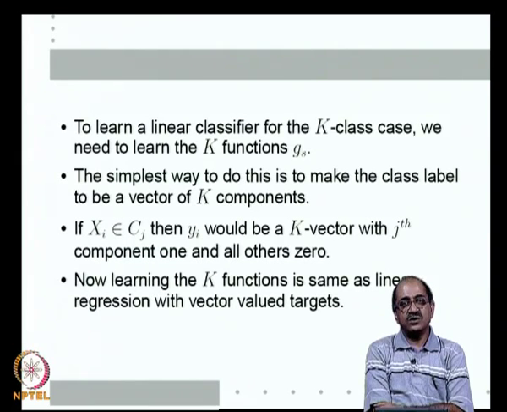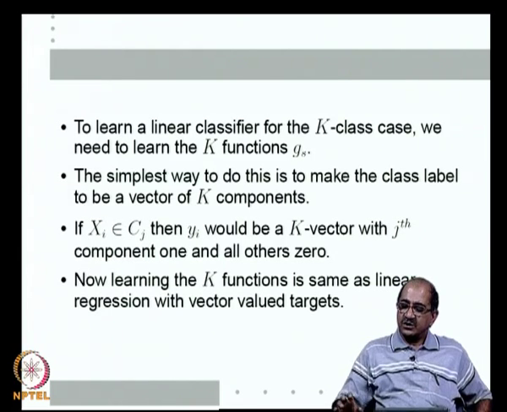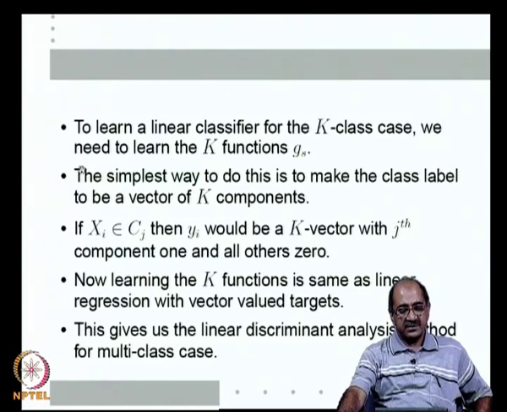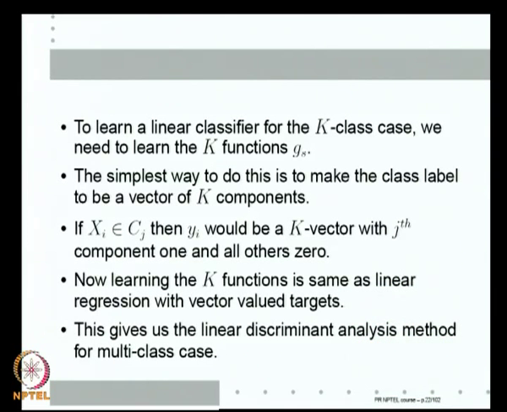So, now using our earlier method of doing regression with vector valued targets, we can simply run least squares to learn the k class classifier. Okay. So, this is one method of doing linear discriminant analysis for the multi-class case. We learn these k functions using least squares by essentially making our targets, which are class labels, into vectors.